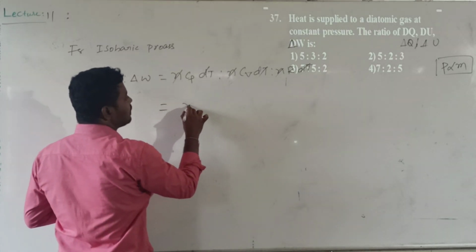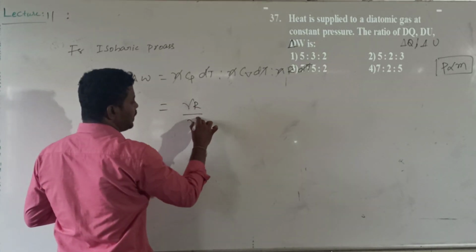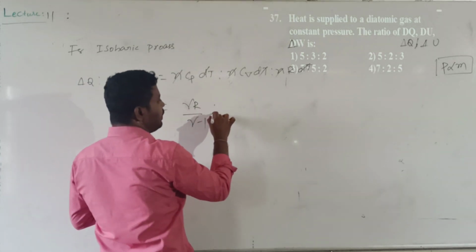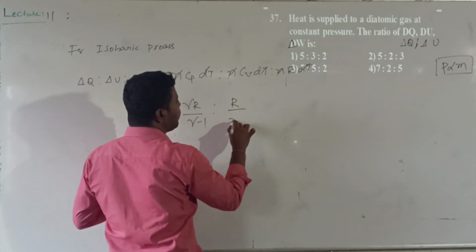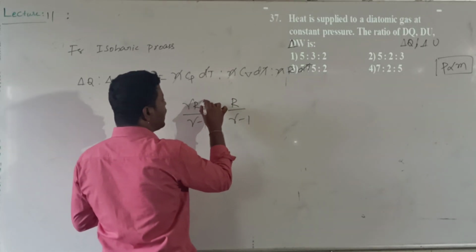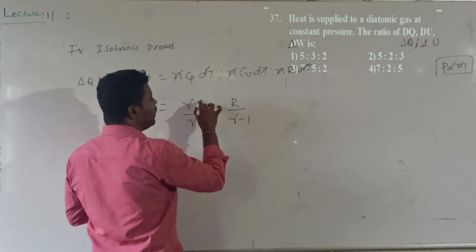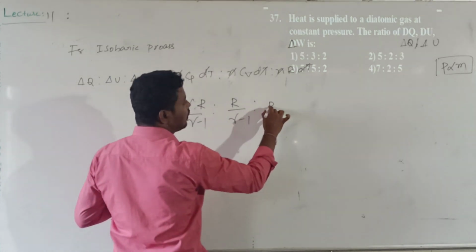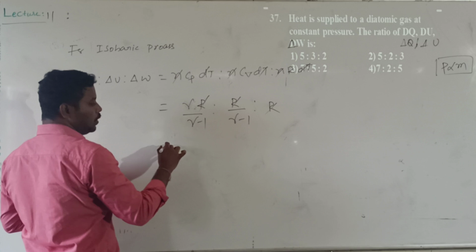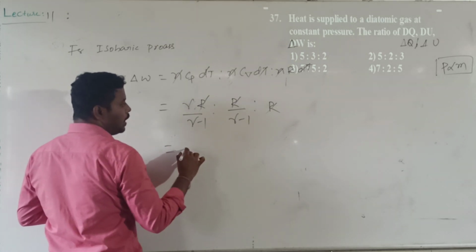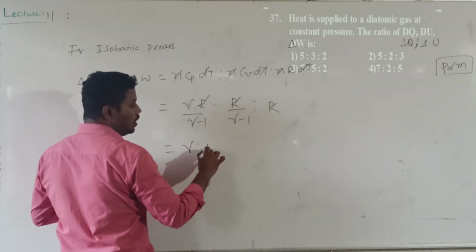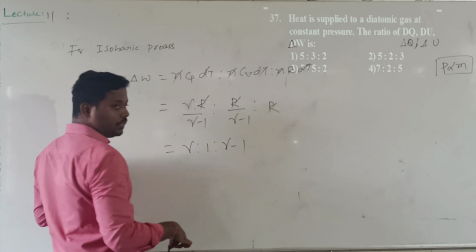Cp can be written as gamma R by gamma minus 1. Cv can be written as R divided by gamma minus 1. So this is gamma R is to how much of R? The R terms cancel. Then what do I get? Multiply with gamma minus 1. So gamma is to 1 is to gamma minus 1.